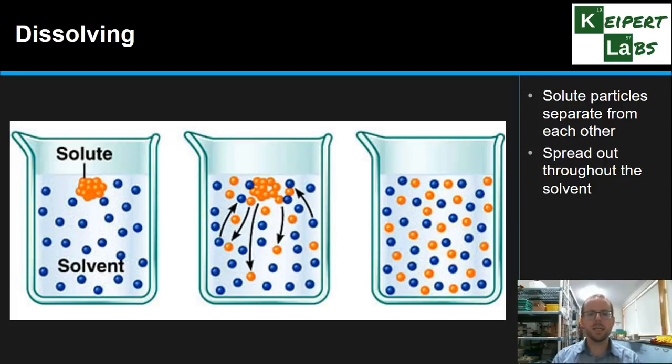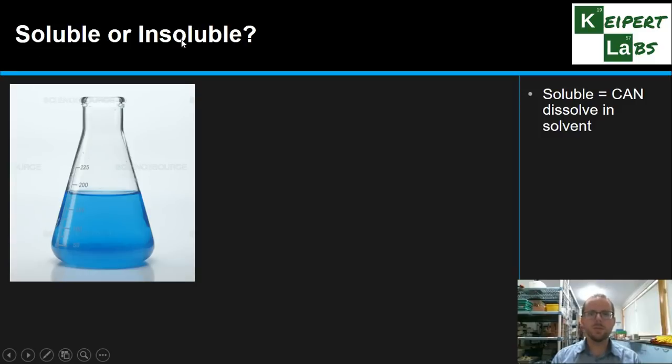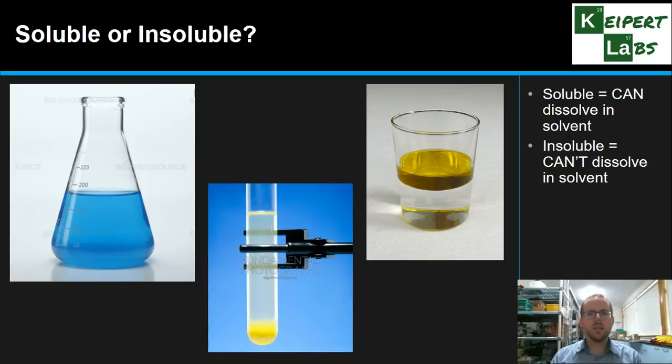It's all completely uniform. So now there are two words that we use to describe whether something will dissolve in something else or not. We use the word soluble, which refers to something that can dissolve in the solvent. So if it is soluble in water, it will dissolve in water, versus insoluble, which means something that can't dissolve in the solvent.